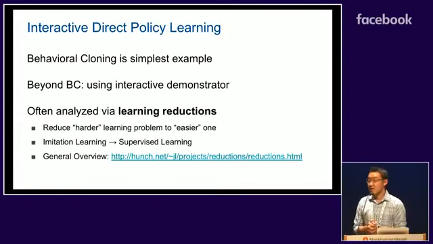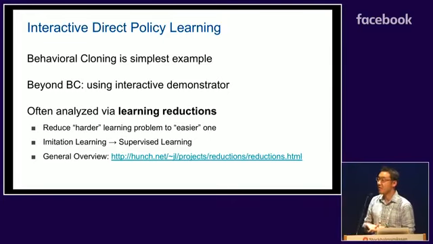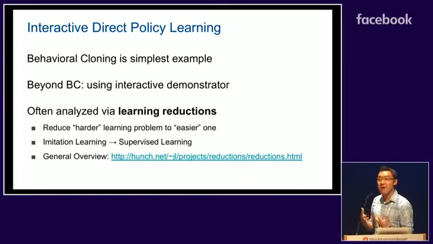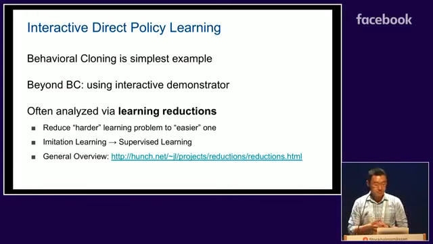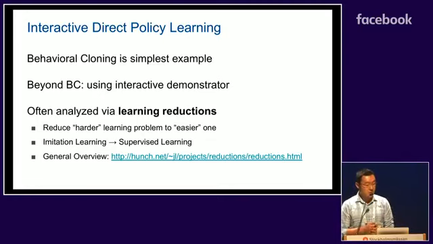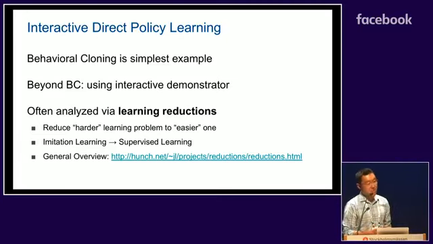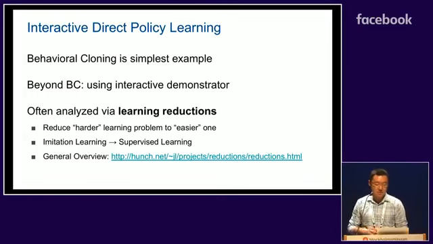Okay, so now let's talk about interactive direct policy learning, which is a generalization of behavioral cloning. You can think of behavioral cloning as the simplest example, right? So in order to go beyond behavioral cloning within this paradigm, we require access to an interactive demonstrator that is available at training time to query. Right? And we analyze interactive direct policy learning typically through the lens of what's known as a learning reduction. What a learning reduction does is it reduces a harder learning problem to an easier learning problem, in this case, supervised learning. And there's a general overview of learning reductions available by John Langford. You can follow that link if you're interested.